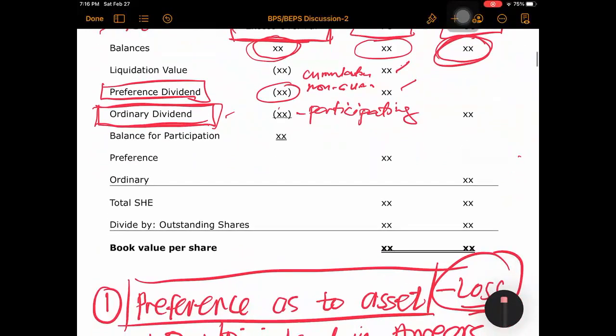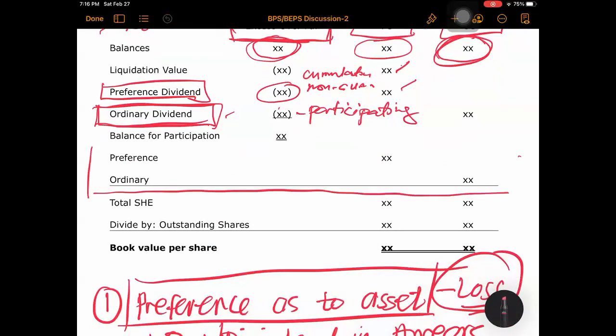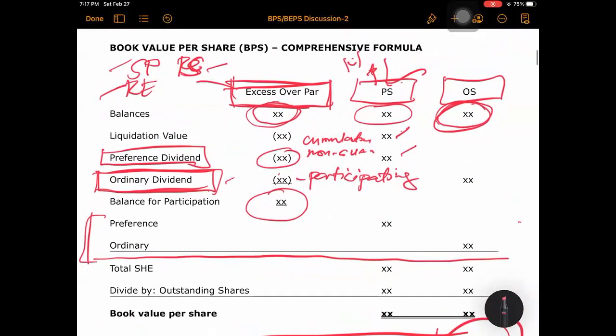Okay, so for the part below, we only compute it if there is a participating preference share. Again, we proceed with the computation only if there is a participating preference share. Why? Because what we allocate here is this amount, the balance for participation. So when there is a participating preference share, that is the time we compute the ordinary dividend, then the balance for participation, then we allocate it to the preference share and ordinary share. That is why it is called participating, because it still participates in the balance, so the preference share also gets an amount.